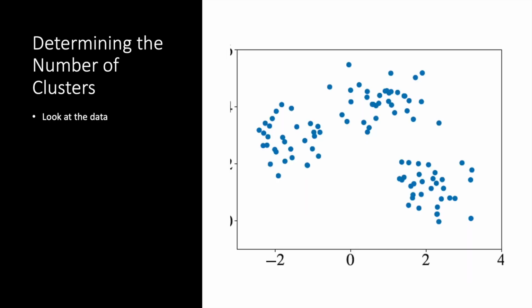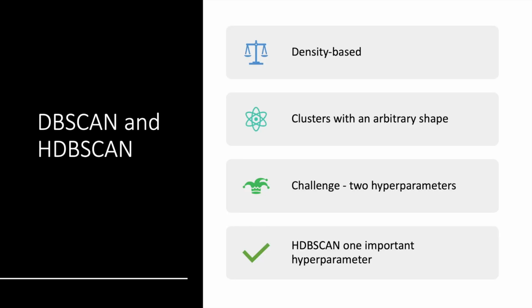And that brings us to HDBSCAN. It is the clustering algorithm that keeps the advantage of DBSCAN by removing the need to decide on the value of epsilon. The algorithm is capable of building clusters of varying density.